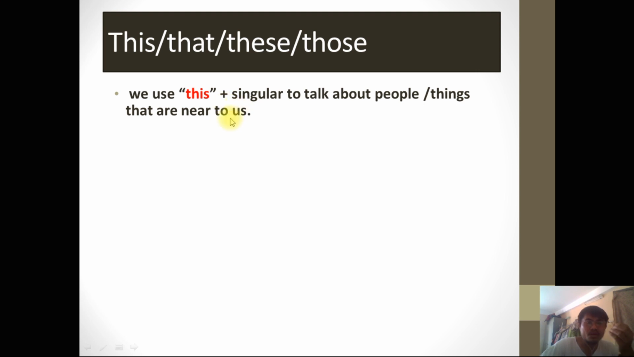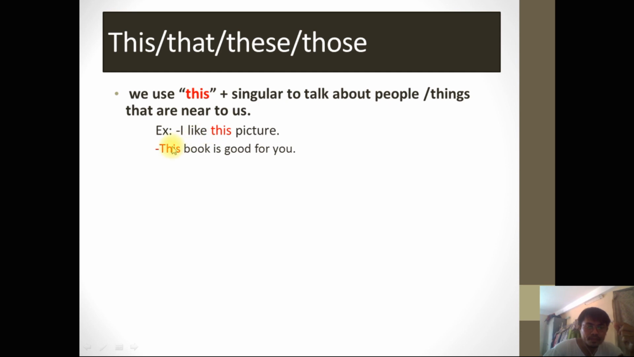Now look at the examples. I have two examples for you to study. The first example: I like this picture. You can see, I like this picture. The picture here is near to us, and it is only one picture, because after this we need a singular noun.